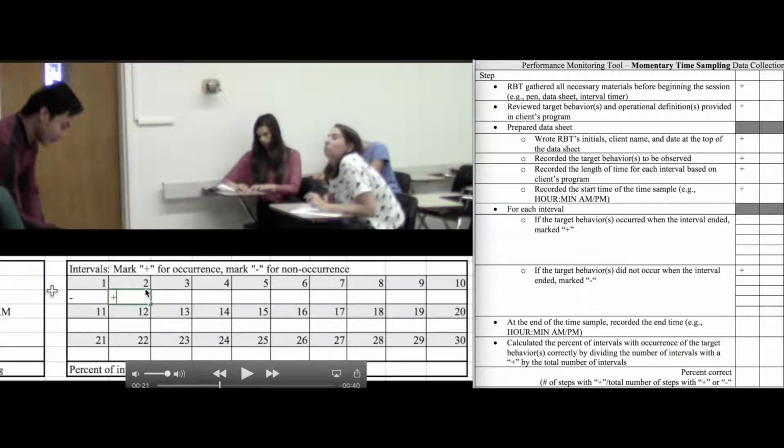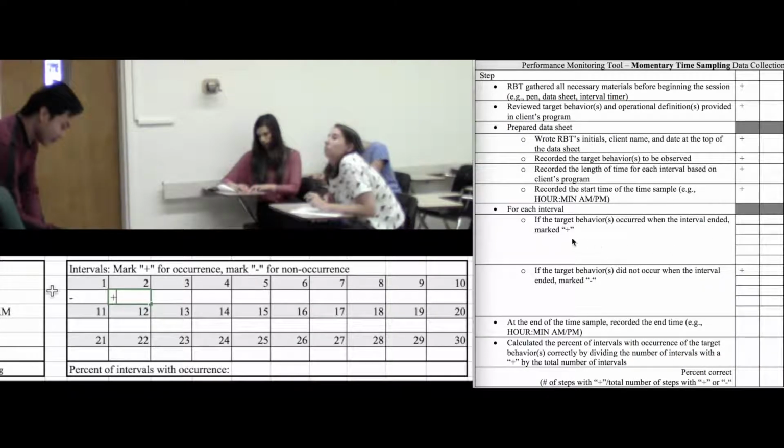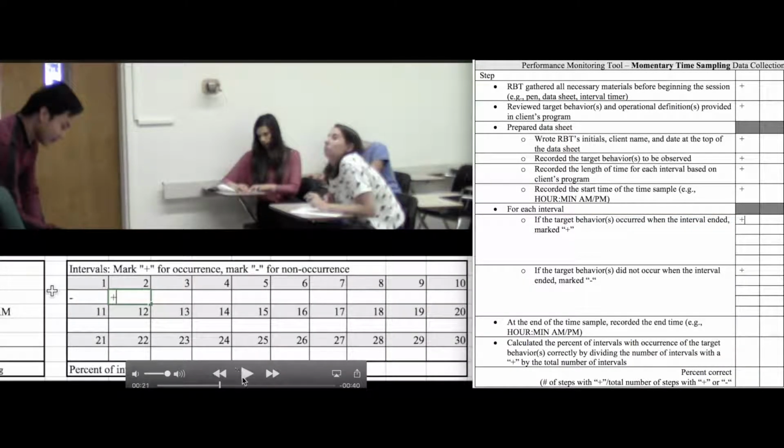Nice. So at the end of the second interval, the client was sitting facing forward and looking at the chalkboard. So Lance gave her a plus, which was correct. So over in our PMT, for the step that says if the target behavior occurred when the interval ended, mark a plus, we're going to give Lance a plus. Great work. Let's watch the next interval.